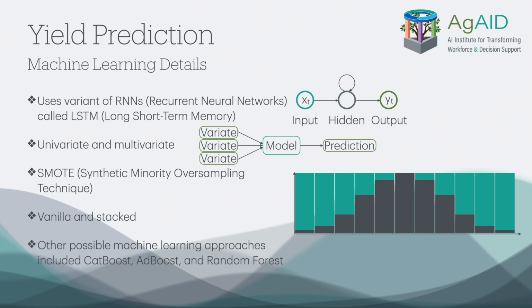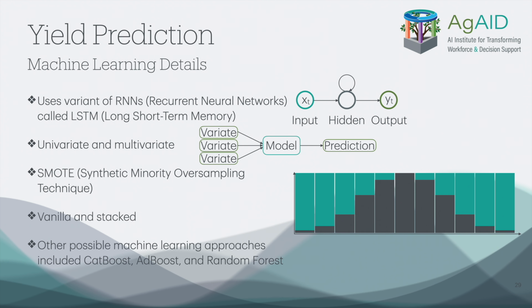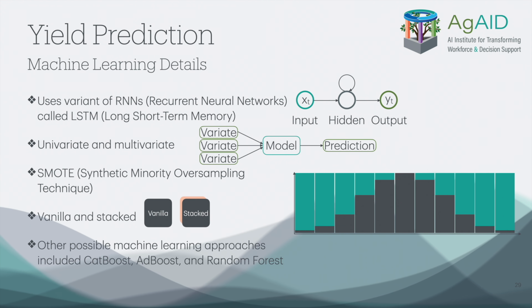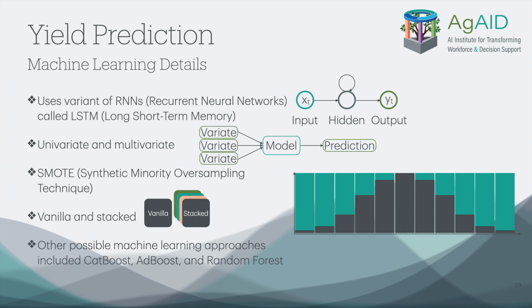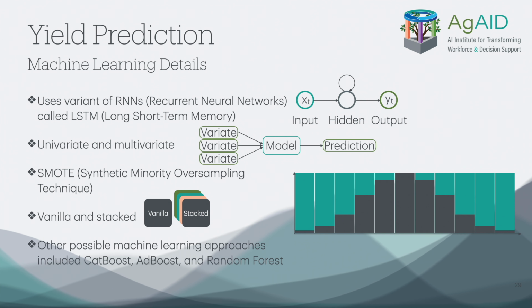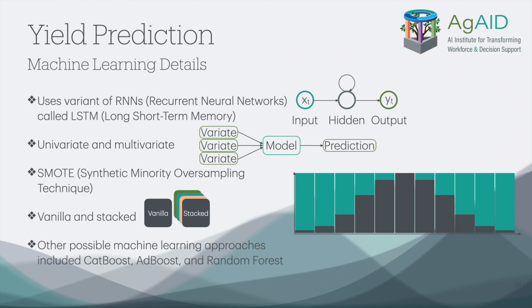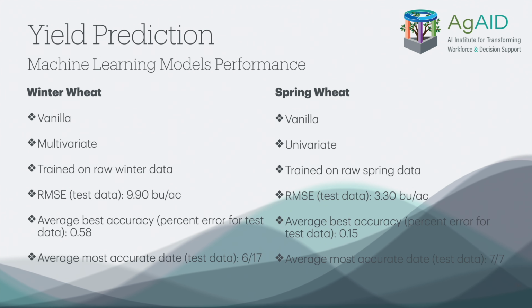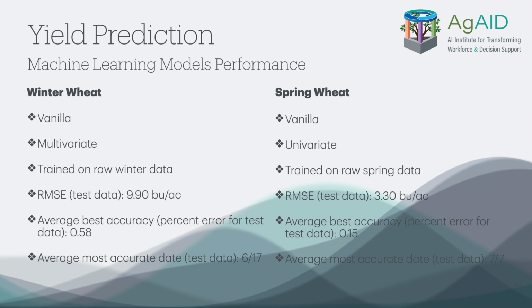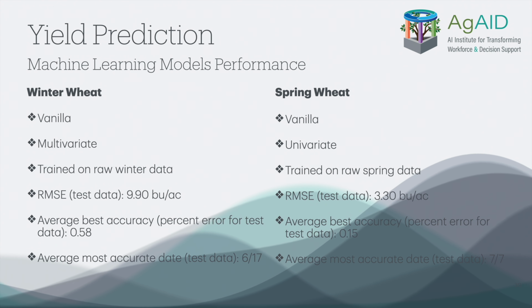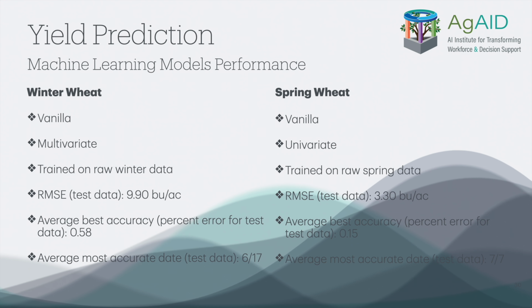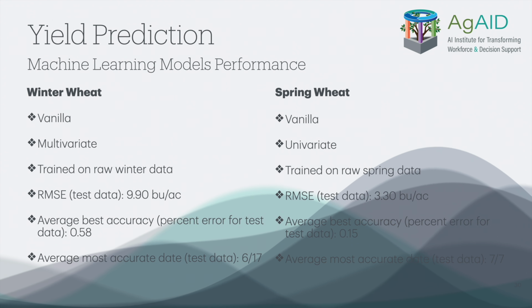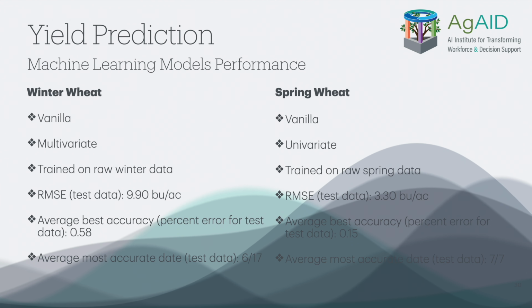Another form of model variation was to use vanilla or stacked LSTMs. The difference between the two is simply that vanilla is a single LSTM layer and stacked is a stack of LSTM layers. These are the best models for each season. For both models, the average percent error at the best prediction date indicates that the predicted yield at that date was on average within 1 bushel per acre of the true yield.